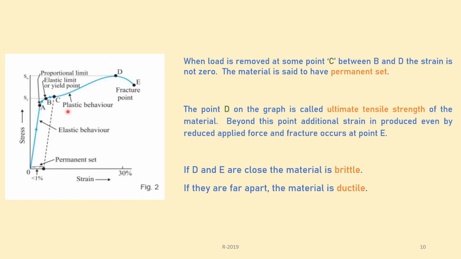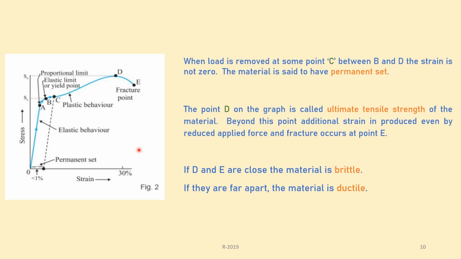Now in this graph, if the distance between D and E is close, so the points D and E are very close for some material, you say the material is brittle, just like the glass. Now if they are far apart, the material is ductile. Students, this is an important short answer question for your examination. You have to show this graph and explain all the various points or the stages a wire or a body under increasing load passes before it reaches the fracture point.